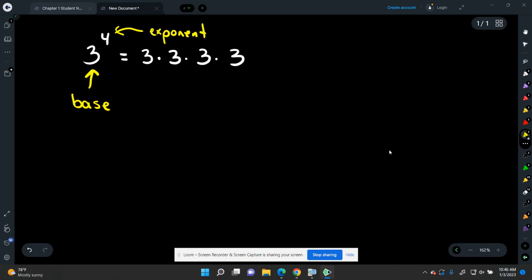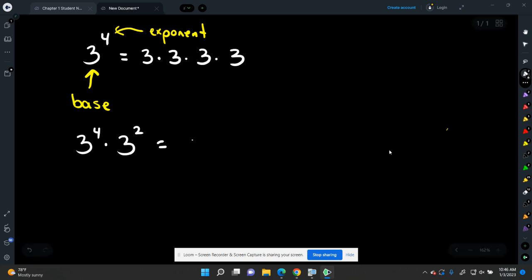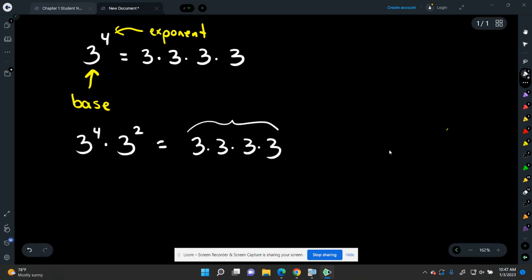Okay. We have our base and we have our exponent. So I know that 3 to the 4th means I'm multiplying 3 times itself 4 times. So what if I have 3 to the 4th times 3 to the 2nd? Well, 3 to the 4th, that's 3 times 3 times 3 times 3, right? There's your 3 to the 4th, times 3 to the 2nd, which is 3 times 3.